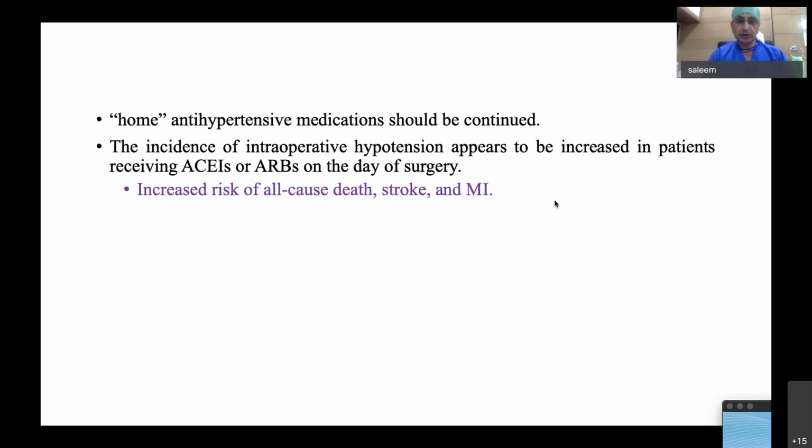The incidence of intraoperative hypotension appears to be increased in patients receiving ACE inhibitors or angiotensin receptor blockers on the day of surgery. It has been seen that there is an increase in risk of all-cause death, stroke, and MI in these patients.